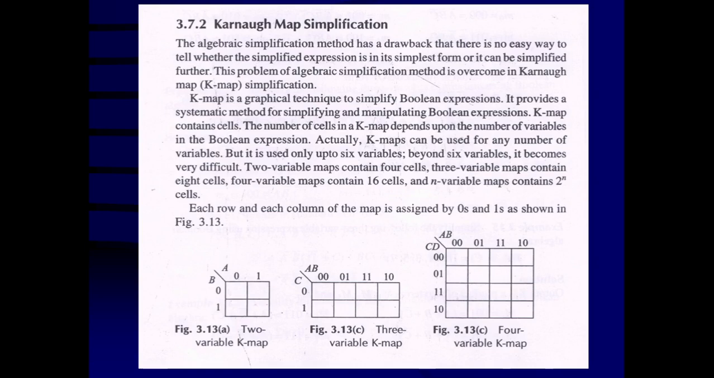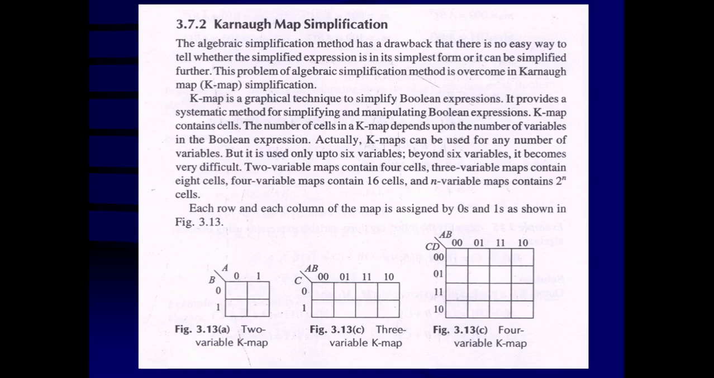But the Carnot map method is a graphical technique, and it is utilized to simplify the Boolean expression. It is a systematic method. Remember, it is a proper step-by-step simplification method, a systematic method for simplifying and manipulating Boolean expressions. And this K-map method, also known as the Carnot map method, has a number of cells, and this number of cells depends upon the number of Boolean variables in the expression.